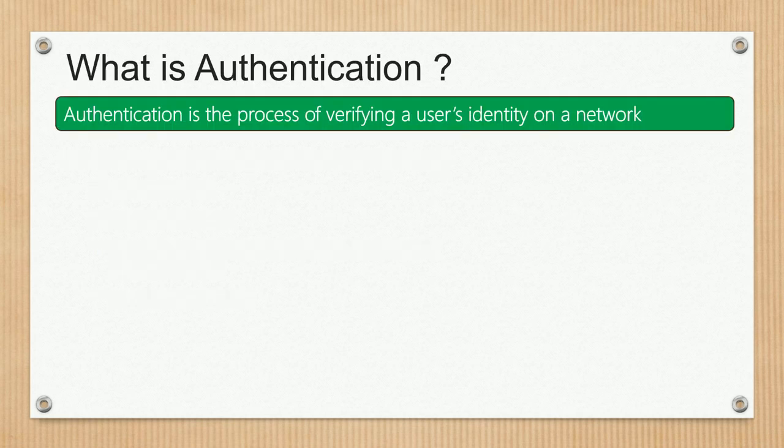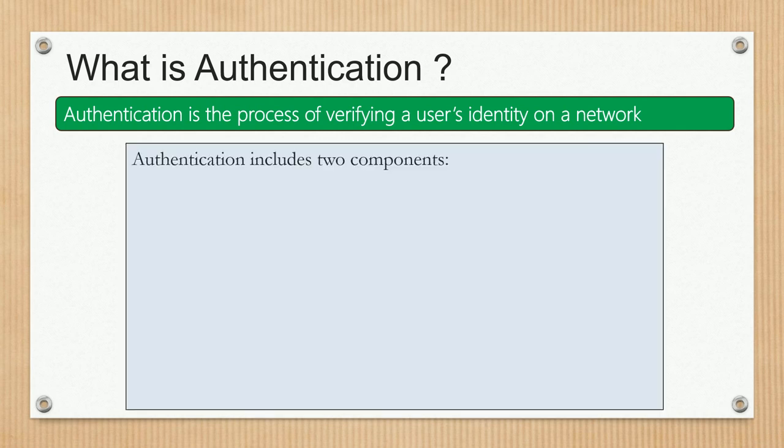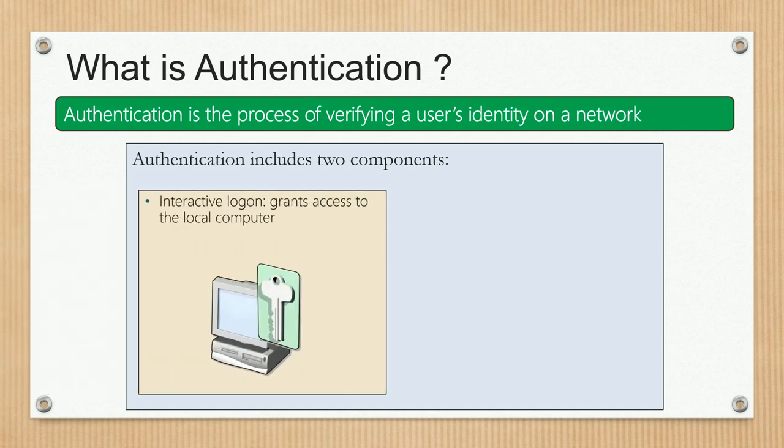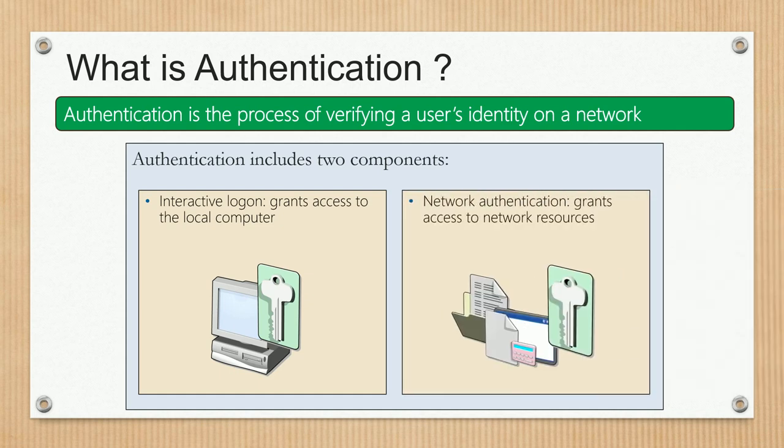Now, what is authentication? Authentication is the process of verifying a user identity on a network. When you are trying to access any server or any network resource, it will verify your username and password. Authentication includes two components. One is interactive logon, which grants access to the local computer, and the second is network authentication, which grants access to network resources. So authentication has two components.